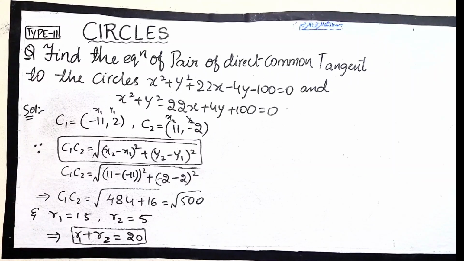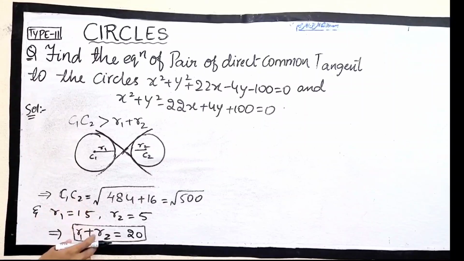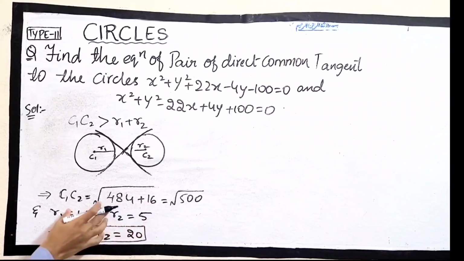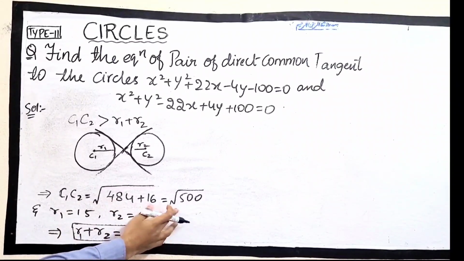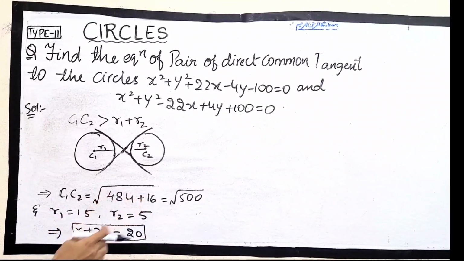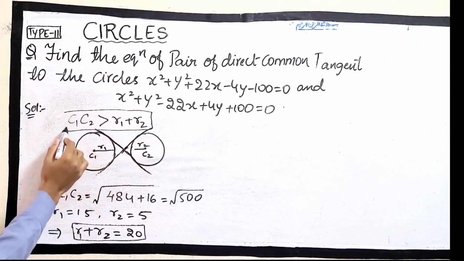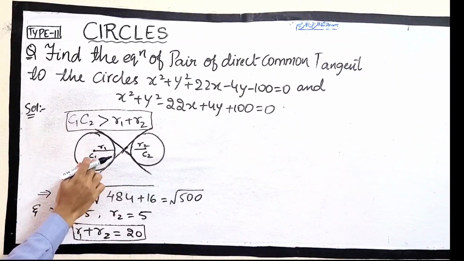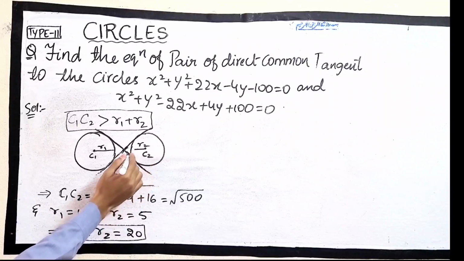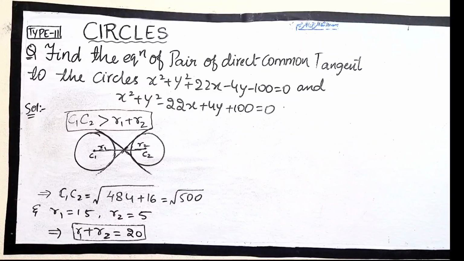So we will see the condition with a diagrammatic representation, and there are only two more main steps. This is the main important step. After finding C1 C2 and R1 plus R2, you have to analyze which is greater. Is C1 C2 greater or is R1 plus R2 greater? So obviously root over 500, which means the distance between these 2 points, is greater than the sum of the radii. So the condition here which we got is C1 C2 is greater than R1 plus R2, which means the distance between the center of circle 1 and the center of circle 2 is greater than the sum of R1 and R2 of those circles.